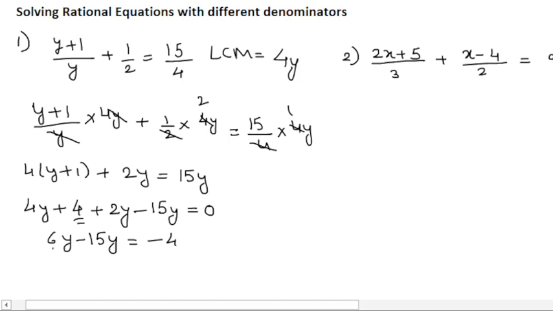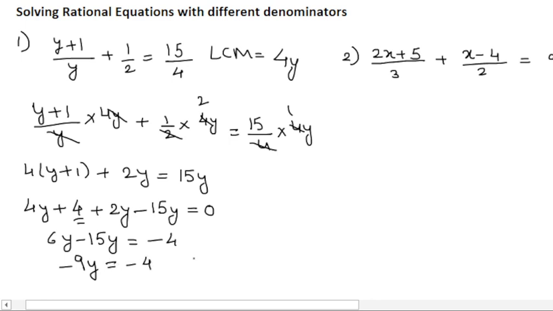All I need to do is simply subtract it. 6y minus 15y. Since 6 has positive sign, 15 has negative sign, opposite signs lead to subtraction. So 15 minus 6 is 9, and the sign of the greater number prevails. So of 6 and 15, the greater number is 15 and its sign is negative, and there is a variable along with it. So negative 9y is negative 4.